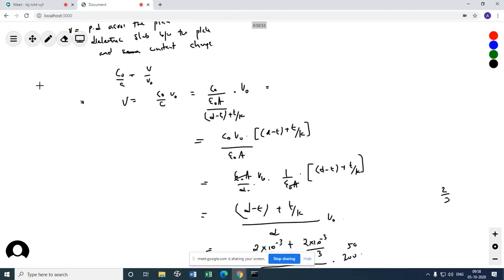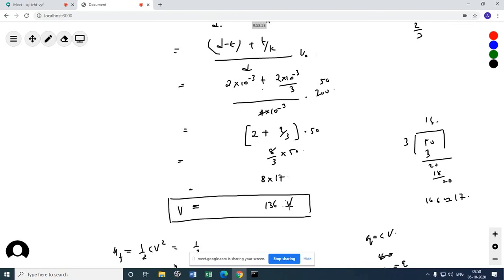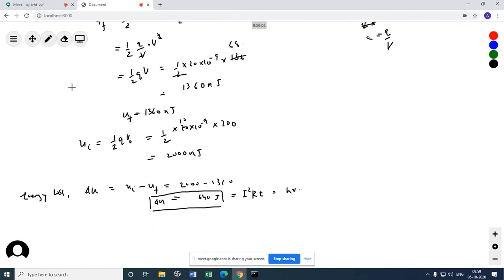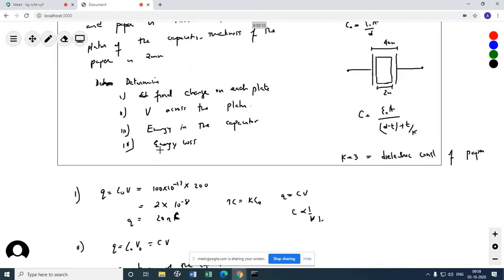Charge will remain the same. So as the voltage decreases, you can see we are getting the voltage to be 136 volt. Fine. And then again there is 2000. So now you can easily find out the difference in energy. I am giving you one more question for you to try the same way.